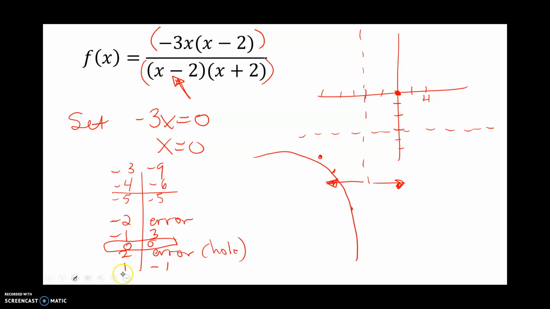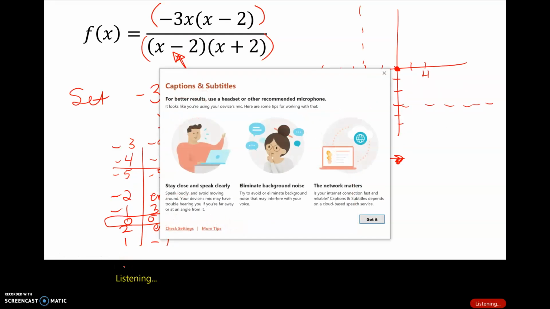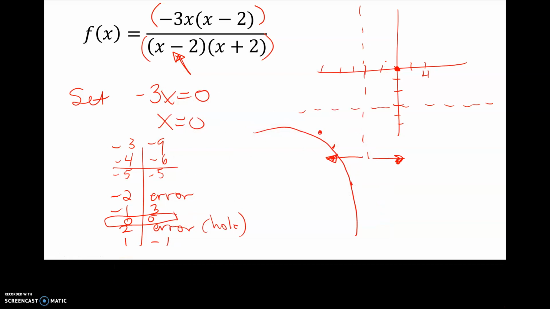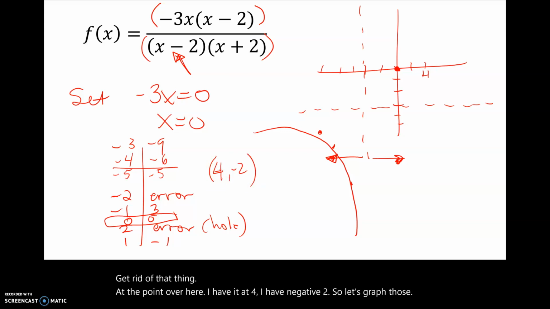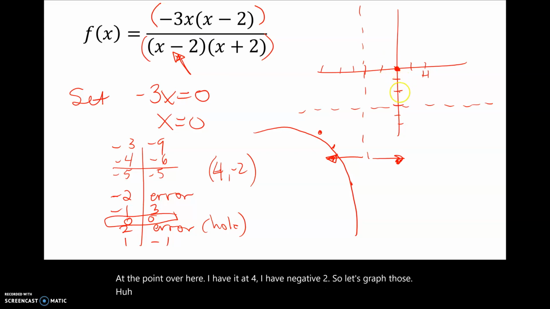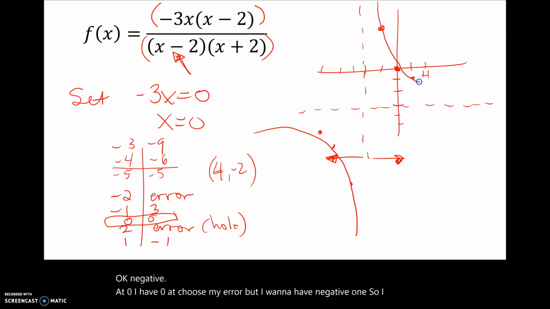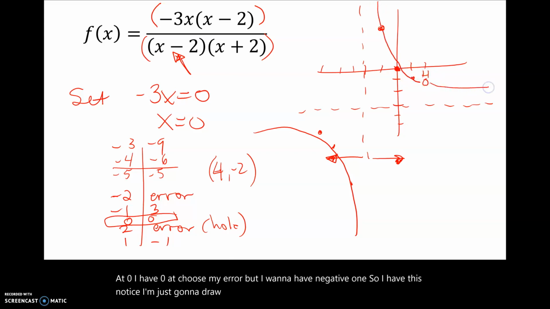And at, let's pick a point, at 4, whoops, sorry. I have it. At 4, I have -2. So let's graph those. -1, I have 3. Okay. At 0, I have 0. At 2 is my error, but at 1, I have -1. So I have this. Notice I'm just going to draw the hole in for the time being. Okay. This is what our graph looks like.